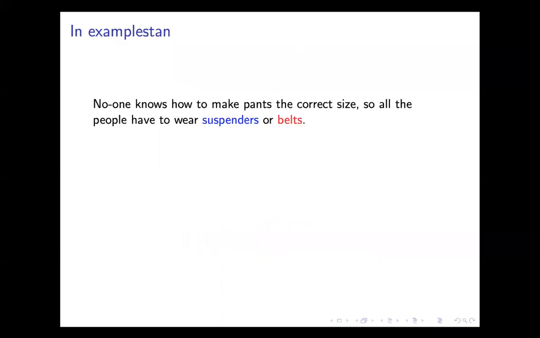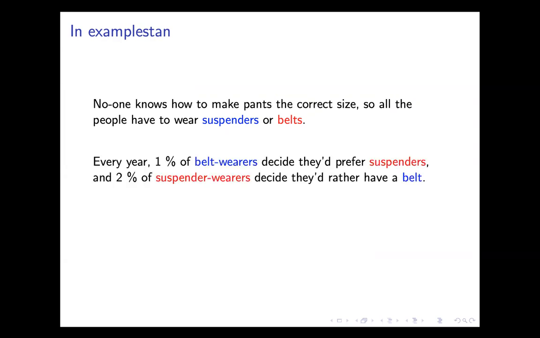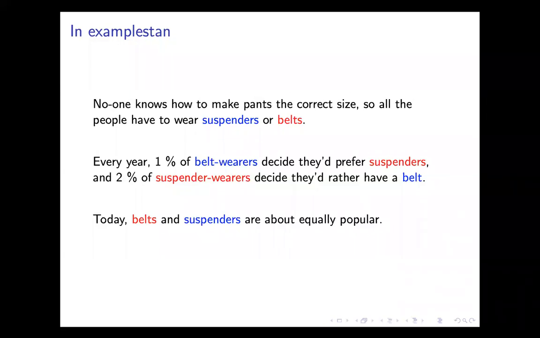Now, some examples. Say no one knows how to make pants of the correct size, so all the people have to wear suspenders or belts, or at least some people. Every year 1% of belt wearers decide that they prefer suspenders, and 2% of suspender wearers decide they'd rather have a belt. Today belts and suspenders are about equally popular.